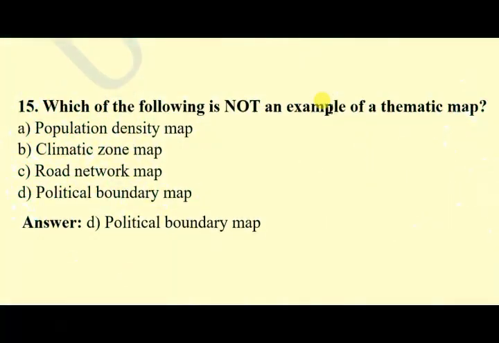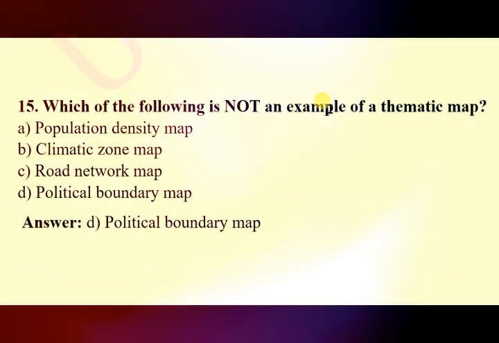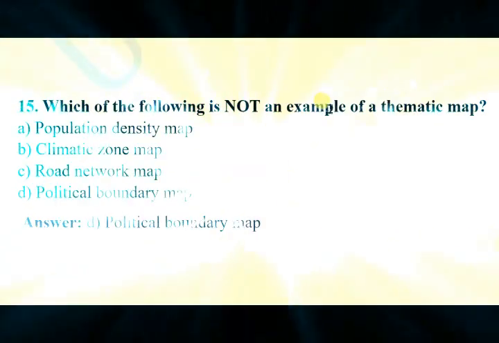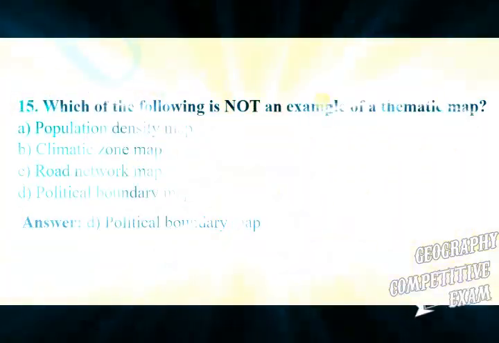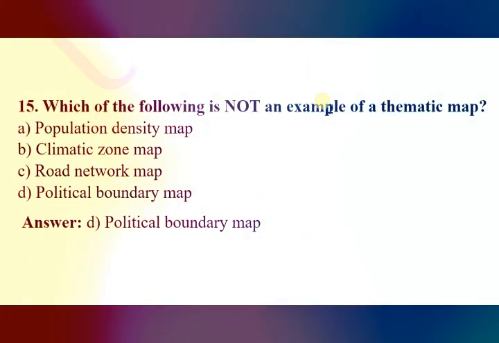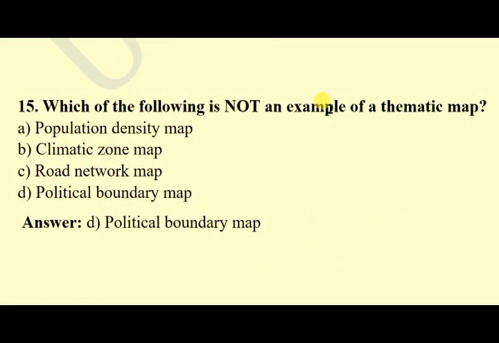Question number 15. Which of the following is not an example of a thematic map? Population density map, climatic zone map, road network map, political boundary map. Here the right answer will be political boundary map is not an example of a thematic map.